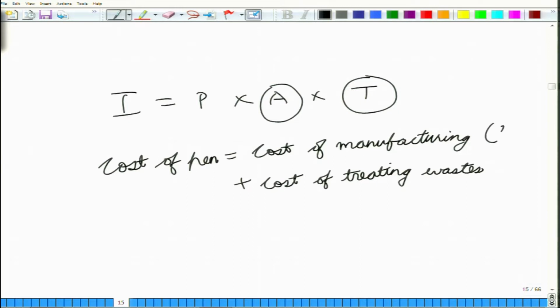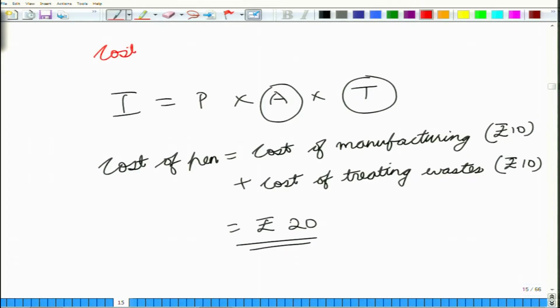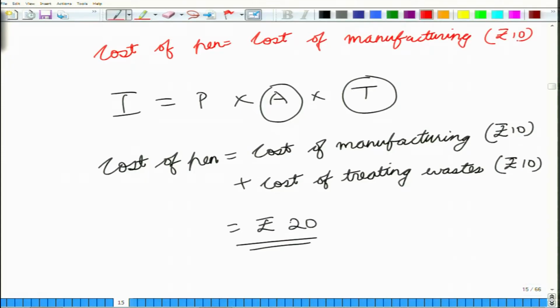Now, the cost of manufacturing was 10 rupees and the cost of treating waste was again 10 rupees. So, it becomes in total 20 rupees. Whereas, earlier when you were only making the pen, you were not treating the waste, your cost of pen was equal to the cost of manufacturing, which was 10 rupees.